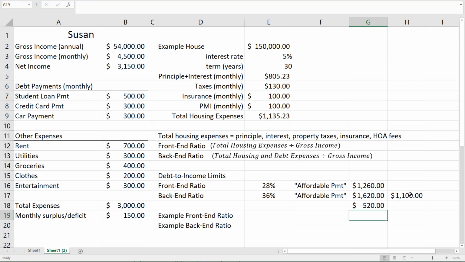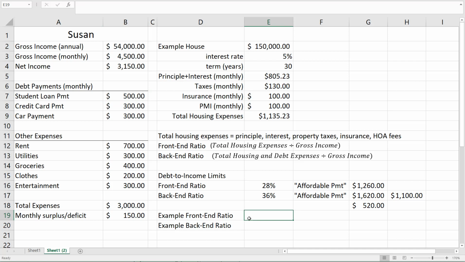So this gives us a much different picture of what we think would actually be affordable for Susan. If we use the back-end ratio here, she really can only afford to spend about $520 a month on housing to qualify under that 36% back-end ratio. The reason is she's got a lot of debt that she's paying every month. So ways you can improve that back-end ratio are to get a lower car payment, pay off those credit cards, pay off those student loans, and then it becomes much easier to afford and get qualified for a loan.